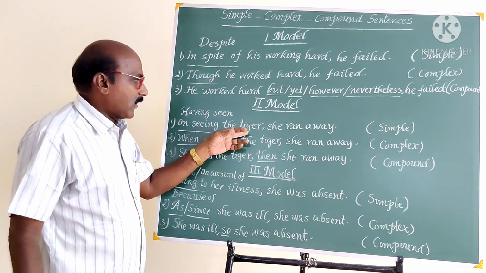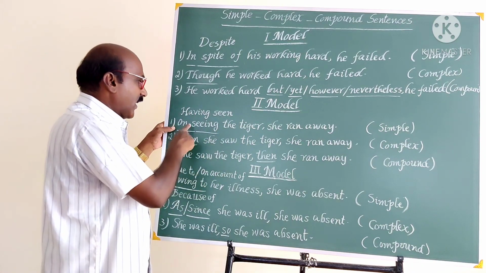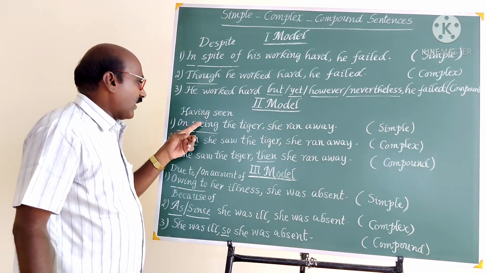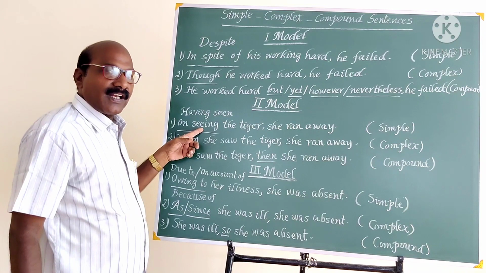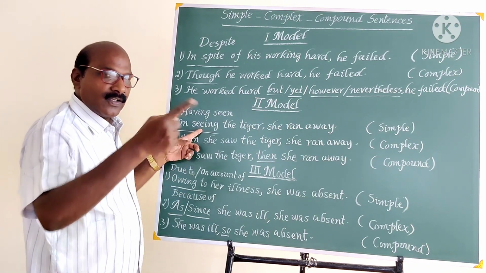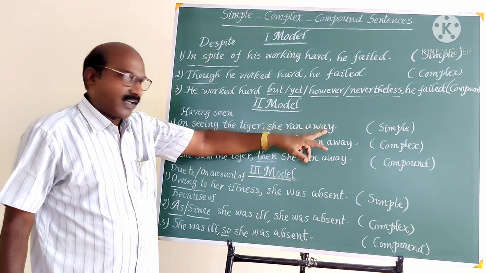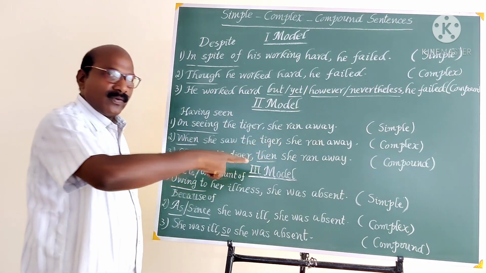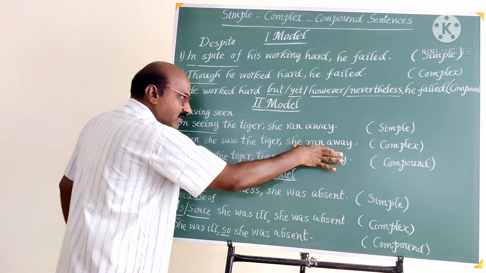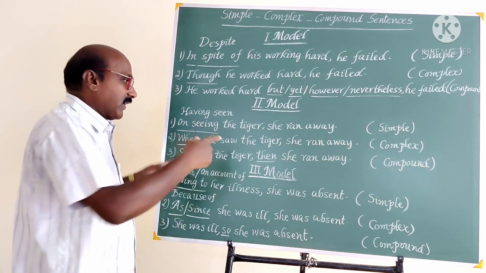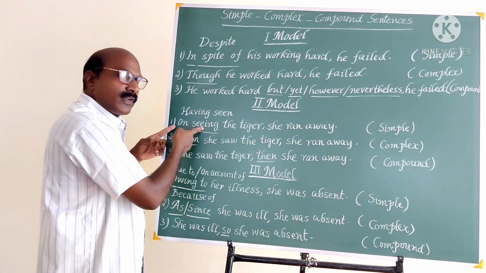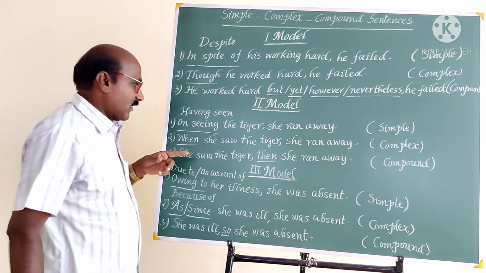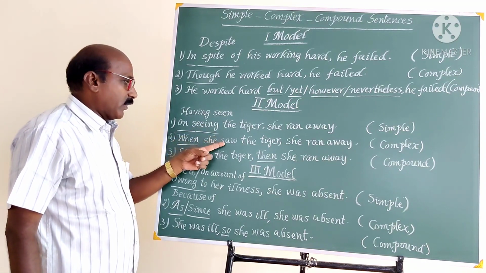On seeing the tiger, she ran away. In other words, we can say having plus V3. Under the same model, we can use having plus V3. On seeing the tiger or having seen the tiger, she ran away. Totally it is the simple sentence because it has only one main clause. And how to change the simple into complex? We have to use the one main clause as it is, ditto. And the subordinate clause should be created based on this phrase. On seeing the tiger, when she saw the tiger, we have to change this non-finite verb into a finite verb.